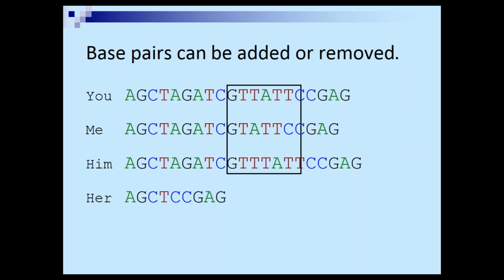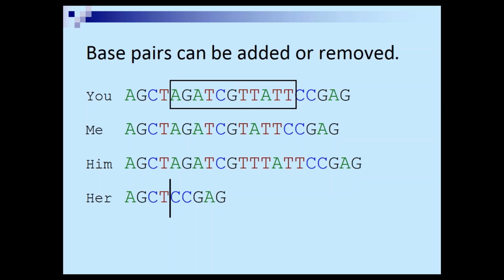Base pairs can be added or removed. So here we can see that you, me, and him all have the same sequence, and then right after the G, you have 2 T's, I have 1 T, and he has 3 T's. There can be additions or subtractions in there. If we look at her, we'll notice that a big chunk of DNA is missing, so she's a little bit different. And this is possible to occur between people.